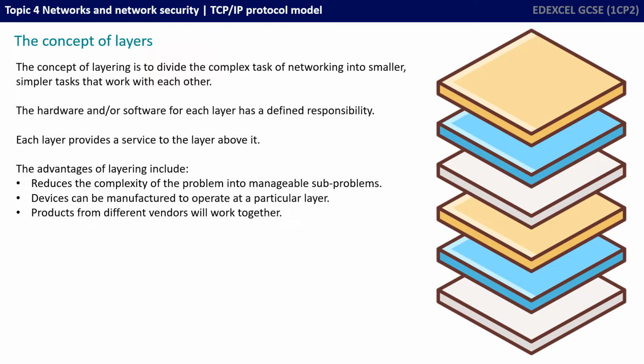The point I'm trying to make here is that transferring data between 2 points on a wide area network or indeed on a local area network is a very complex operation, and we need a way of simplifying it. The concept of layers is about taking a very difficult problem and dividing it down into smaller sub-problems. In the case of networking, this reduces the complexity of the problem into manageable sub-problems. It means that devices can be manufactured to operate at a particular layer, and products from different vendors will simply work together quite happily.